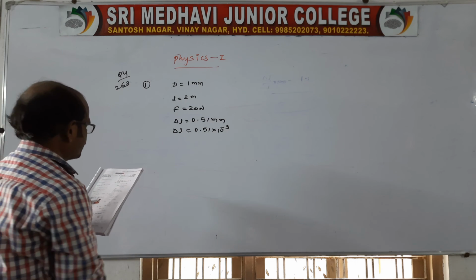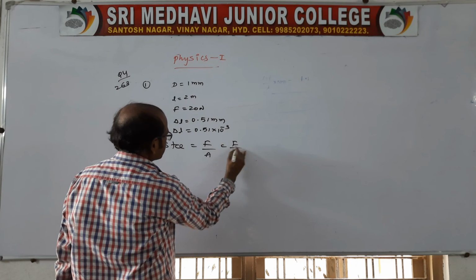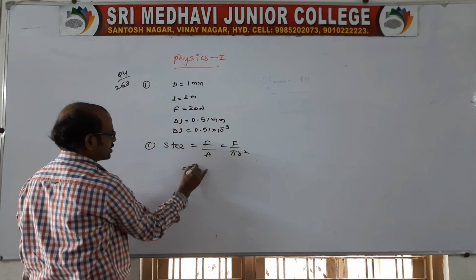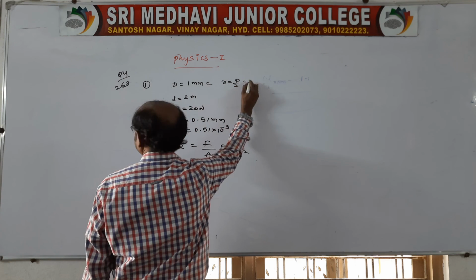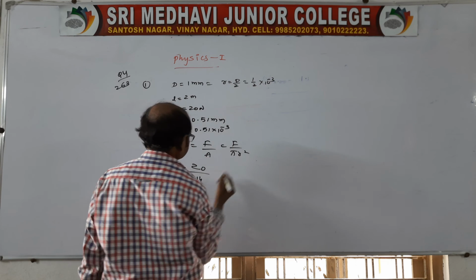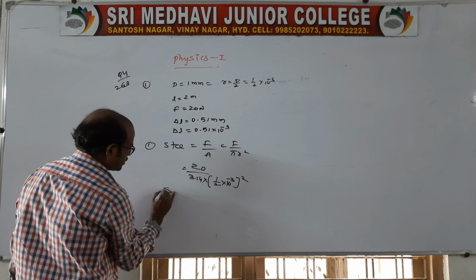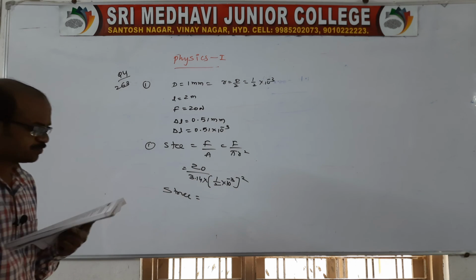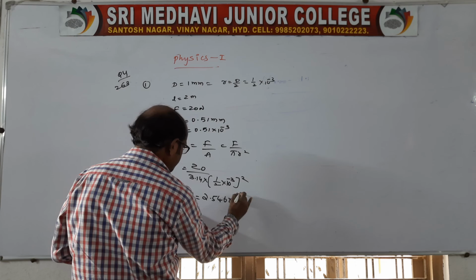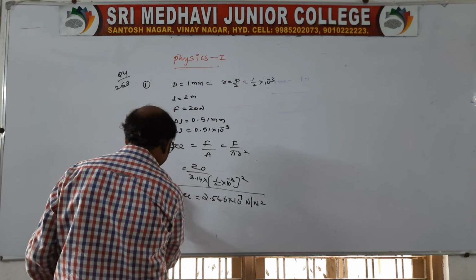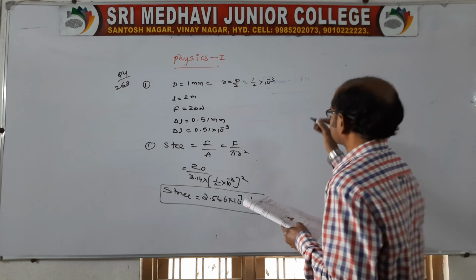Then stress is asked. First go for the stress. It is nothing but F by A, so F by pi r square. F value is given as 20, pi is 3.14, and radius is equal to d by 2, which is 1 by 2 into 10 power minus 3. You write 1 by 2 into 10 power minus 3 whole square. After simplification we get stress as 2.546 into 10 power 7 Newton per meter square. This is one.